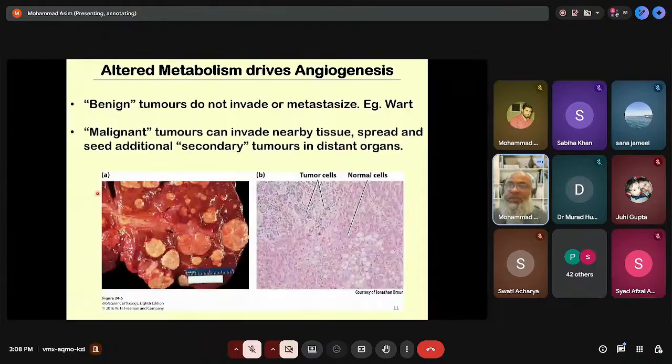Why is this important? Because as I mentioned, benign tumors remain very, very small. They don't really metastasize. They are not cancer. They don't have very many changes to their DNA. Malignant tumors are growing much faster. You can see these tumors. This is inches. Have a look at this. This tumor is almost 2 inches.